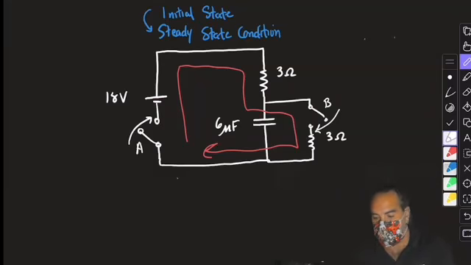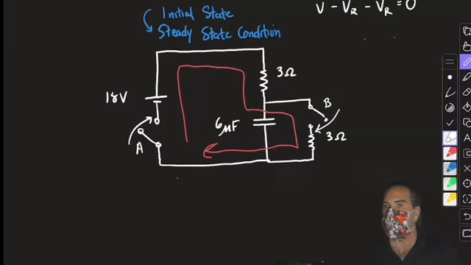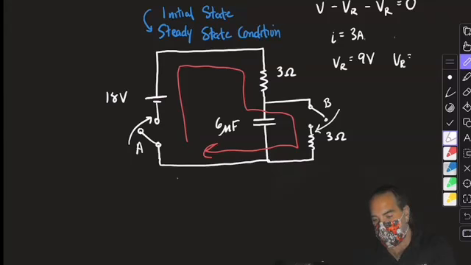I think in the long term, we're going to have voltage minus voltage across one resistor minus voltage across the other resistor, and that's going to equal 0. And that likely is going to make a current of 3 amps and a voltage drop across each resistor of 9 volts. What do you think the voltage across the capacitor is going to become? Kyle? I don't think it's going to be 0. I think it's going to be 9 volts.